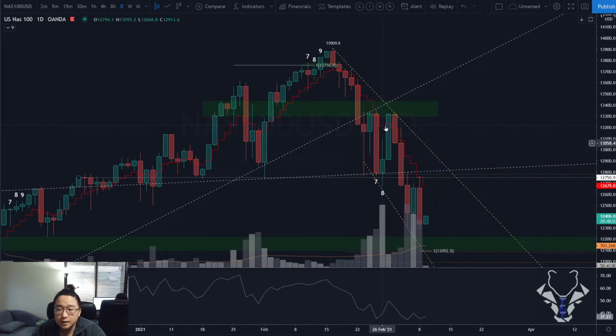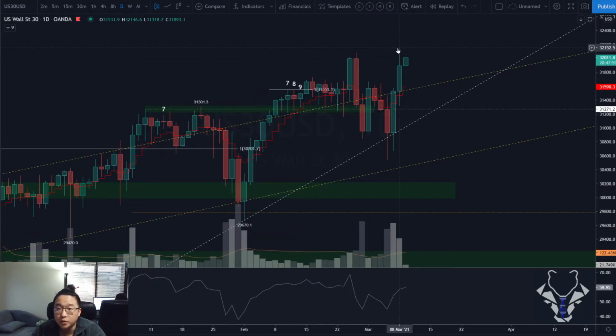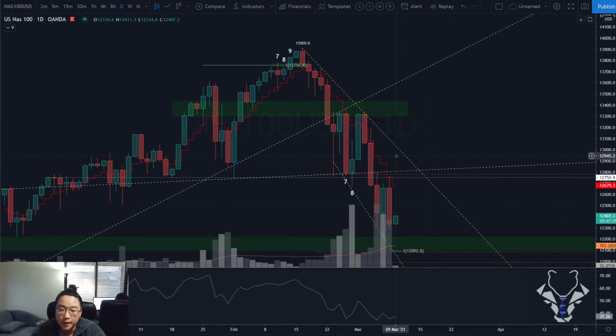So NAS is still clearly weaker than SPX and Dow Jones. If we were to take a quick peek at Dow Jones, we actually made a new all-time high today before wicking back down. And now, the real body-wise is at a new all-time high as of right now. However, on NAS, we are still weak towards the bottom of the bounce versus the top end.